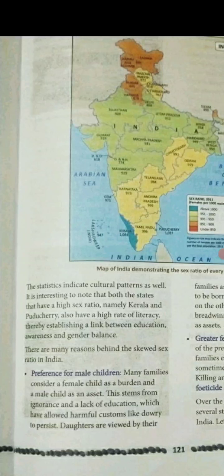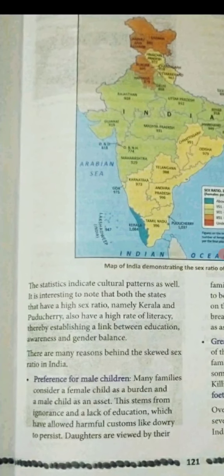It is interesting to note that both the states that have a high sex ratio, Kerala and Puducherry, also have a high rate of literacy. So how is literacy connected with sex ratio? More literate people means less conventional people. They are not stereotyped and not conservative. With less conservative people, the society is more liberal, and more liberal toward women too.